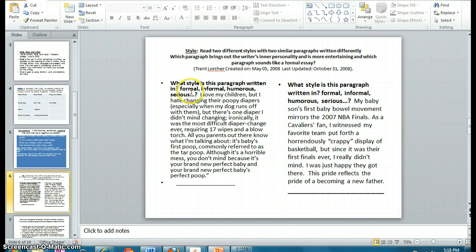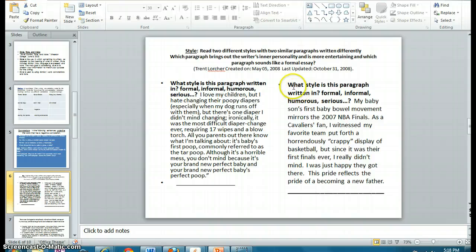Formal or informal, humorous? I love my children, but I hate changing their poopy diapers, especially when my dog runs off with them. But there's one diaper I don't mind changing. Ironically, it was the most difficult diaper change ever, requiring 17 wipes and a blowtorch. All you parents out there know what I'm talking about. It's baby's first poop, commonly referred to as the tar poop. Although it's a horrible mess, you don't mind it because it's your brand new perfect baby and your brand new perfect baby's perfect poop.